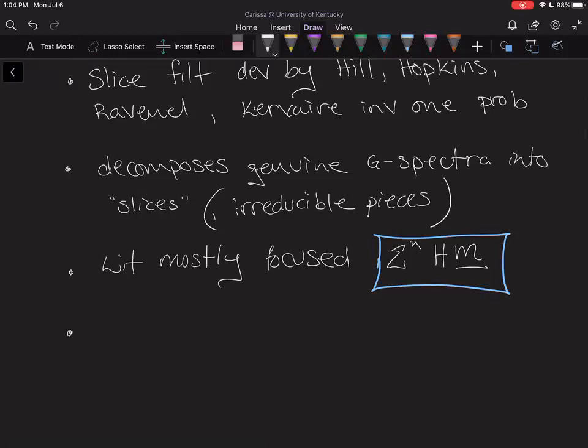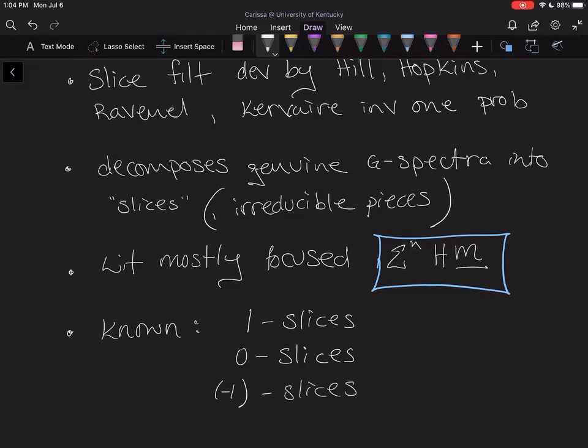We have some complete characterizations. So we know what 1 slices are. We know 0 slices. And we know -1 slices. So we have a complete characterization for exactly when a spectrum is one of these 3 things.